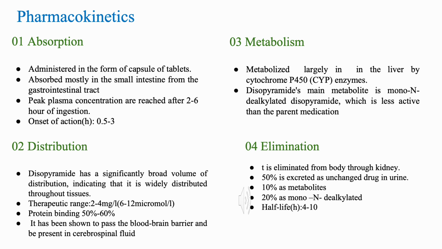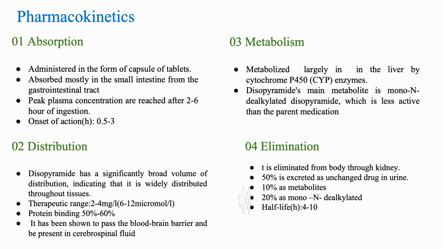Disopyramide is metabolized in the liver by an enzyme called cytochrome enzyme. The CYP2D6 enzyme plays a significant role in metabolizing disopyramide into mono-N-dealkyldisopyramide. During the metabolism phase, disopyramide is metabolized into many metabolites, and mono-N-dealkyldisopyramide is a major metabolite of disopyramide, which has less pharmacological activity than the parent drug.